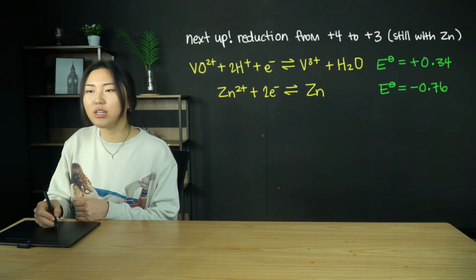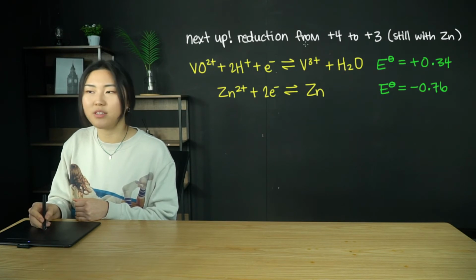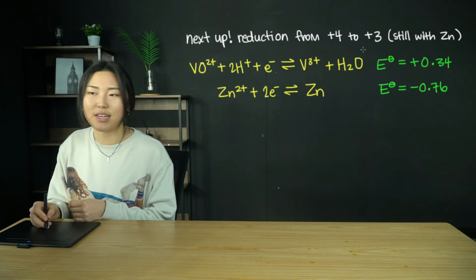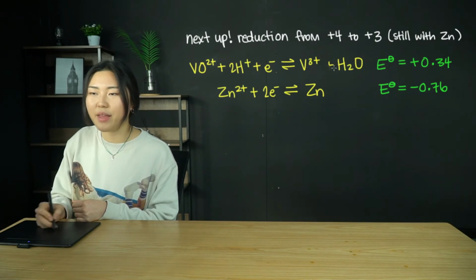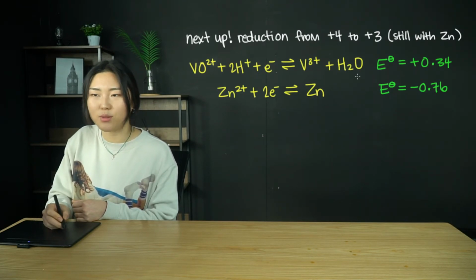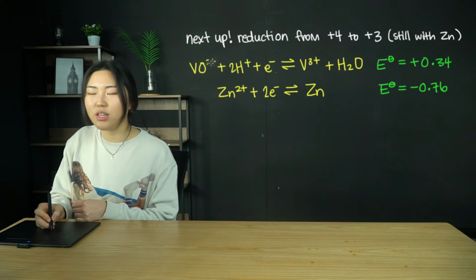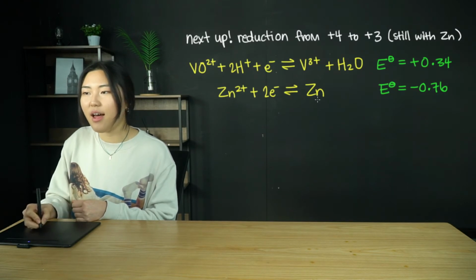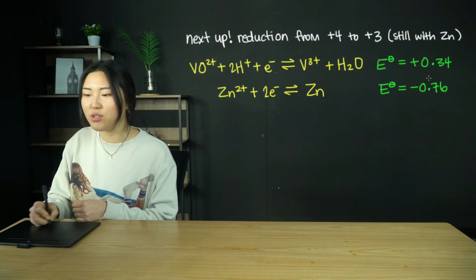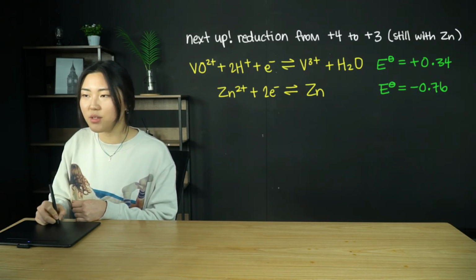Now we're going to look at the reduction from +4 to +3, still using zinc, okay? So we have this other half equation where we have VO2+ being reduced into V3+, and the zinc's reduction half equation as well, and we have the electrode potentials for those as well.